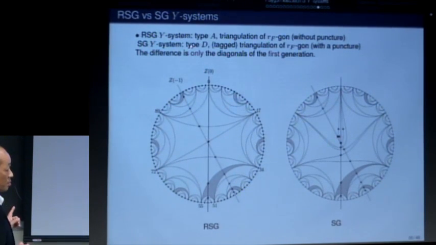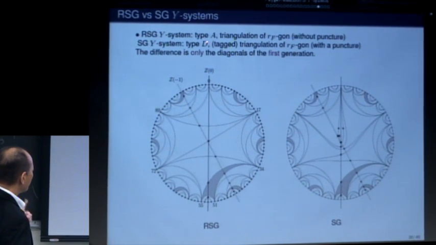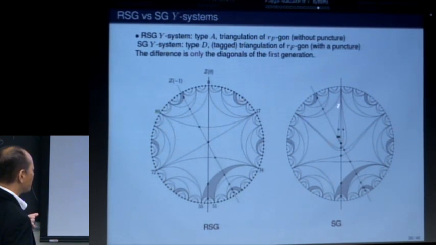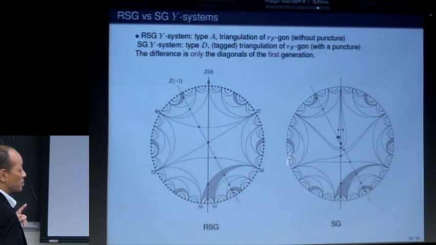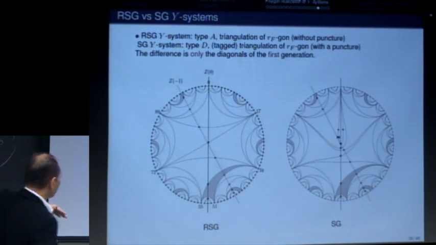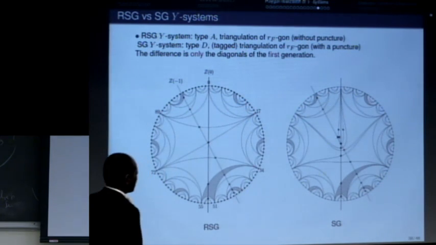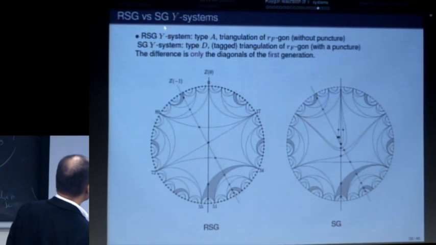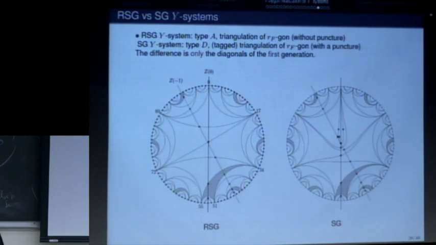Now, what about sine-Gordon? I concentrate on this reduced sine-Gordon. But in the sine-Gordon case, now we change only one thing. You have to put a puncture in the middle. Then you have to consider the so-called tagged arc. And that's it. The only difference is the diagonals of the first generation. Others just remain the same. You just replace this. You just push it down a little, like this, and you add this one, and then make a mutation, then this inside just rotates, and explains this periodicity of sine-Gordon. So this is our proof of periodicity of the sine-Gordon Y system.